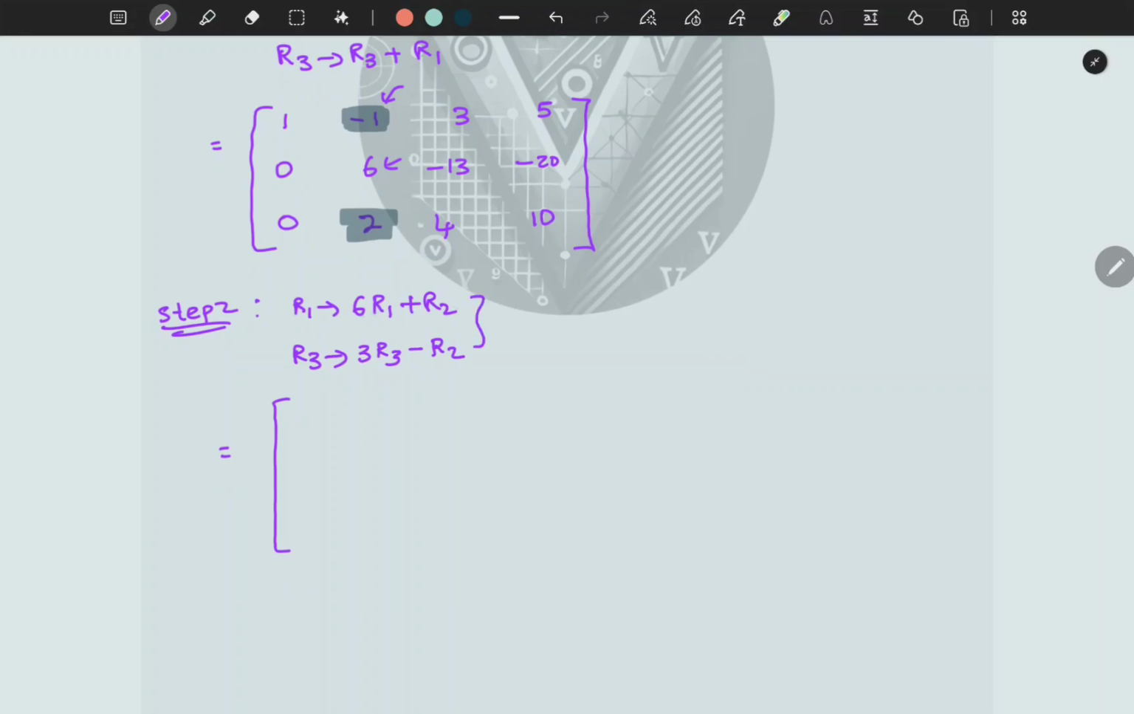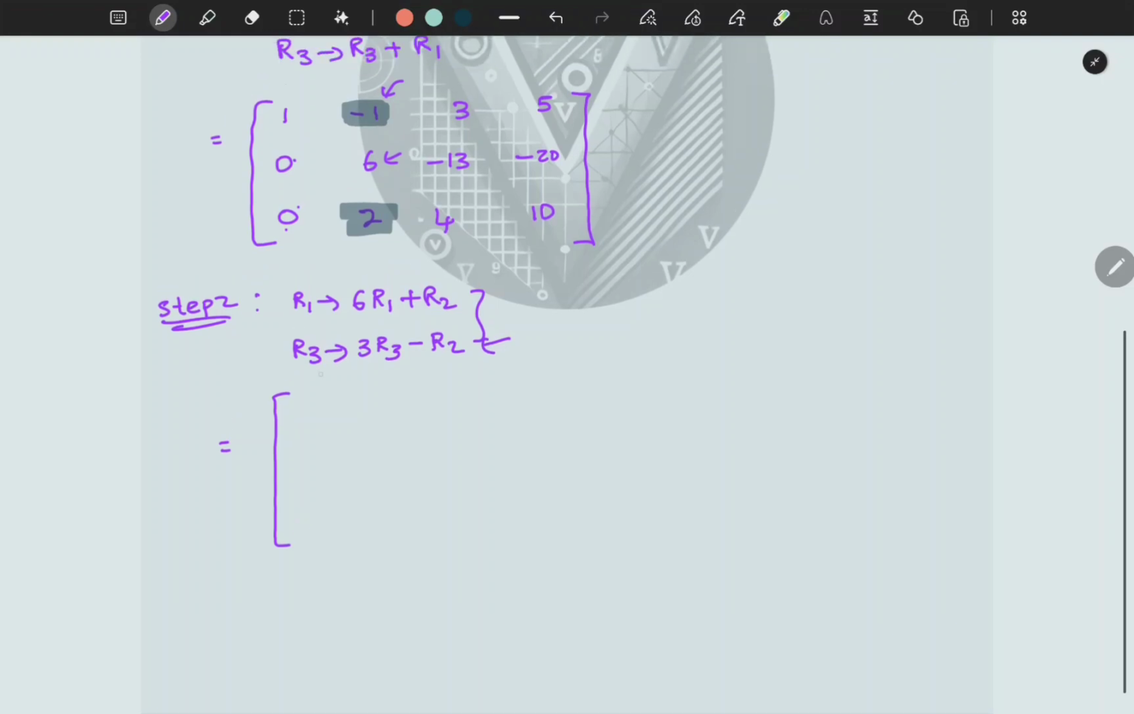Remember, we should make use of row 2 only, because if you use any other row here instead of row 2, if I use row 3, then these elements will change. For example, if I say row 1 is 6 R1 plus R3, or in row 3, if I write 3 row 3 minus R1, then here I'll be getting some number instead of 0. So that's why we have to avoid that. Okay, I hope you understood this.